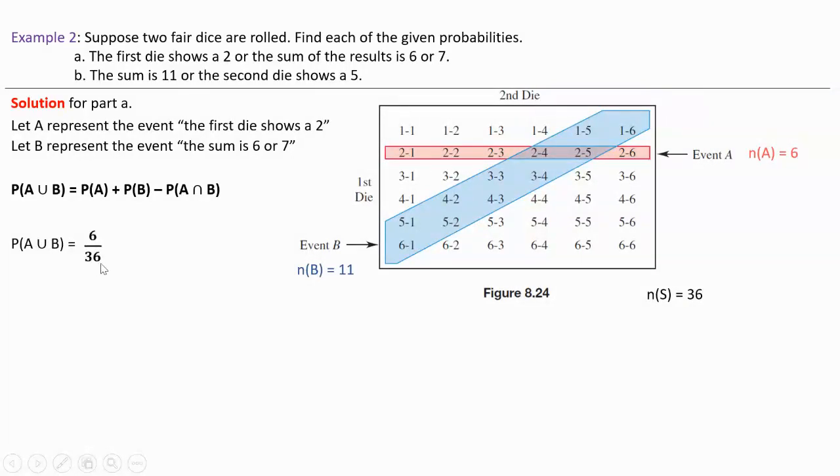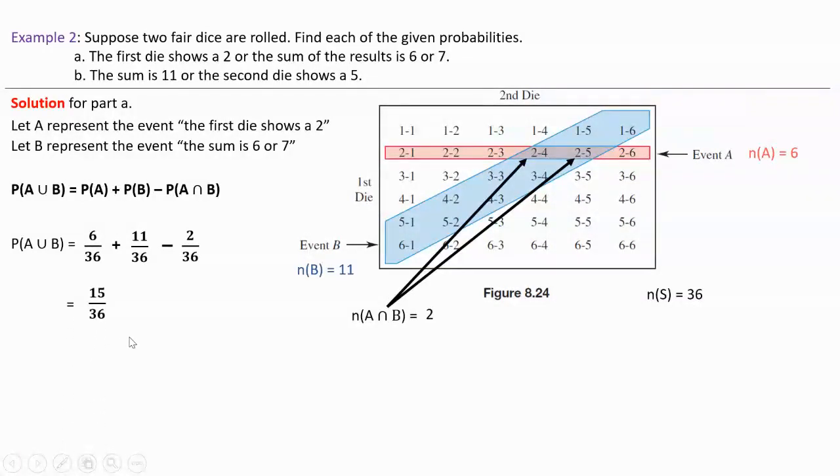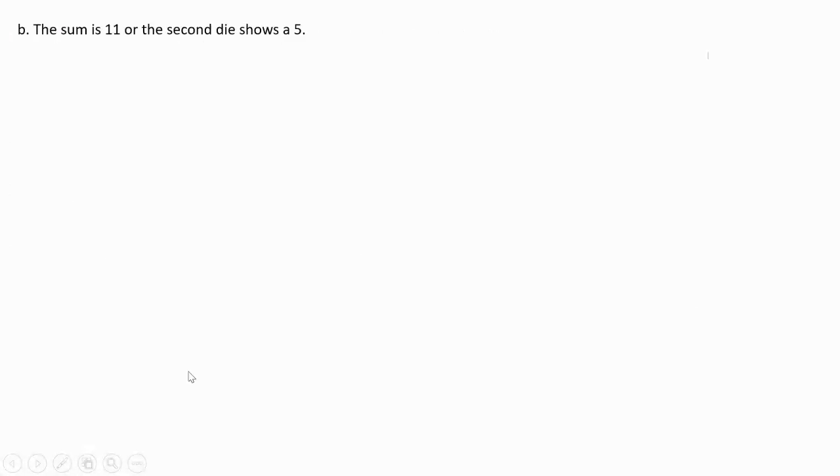So it's going to be 6 over 36 plus 11 over 36 minus where they intersect, which is right here, the 2, 5, which will be 2 over 36. So 6 plus 11 is 17. Minus 2 will give us 15. So 15 over 36 simplifies to 5 over 12. That's the answer for part A.